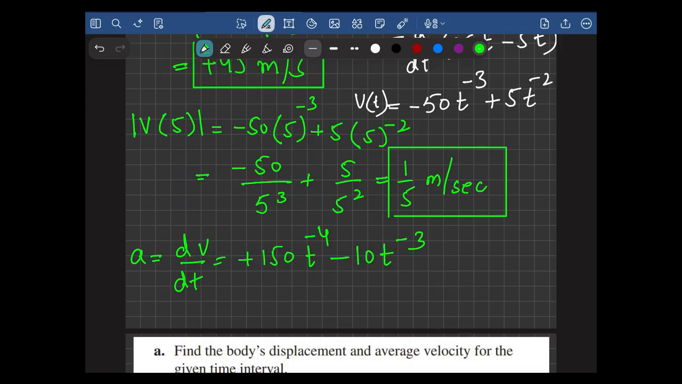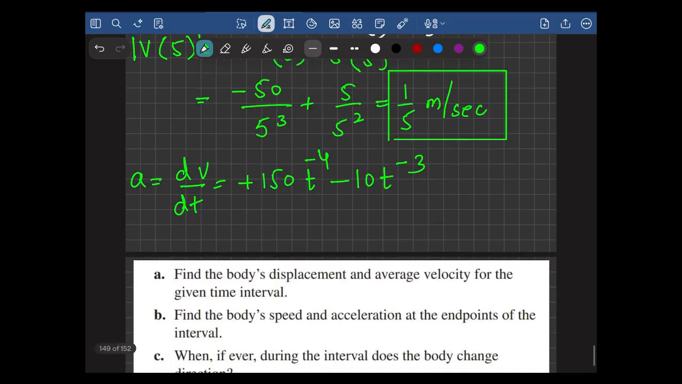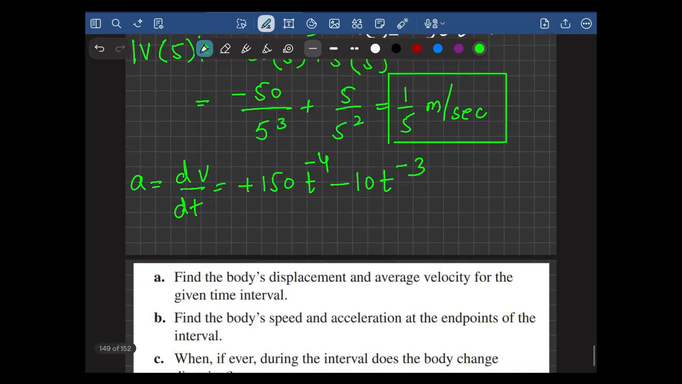This is our acceleration. This is the expression for the acceleration. Now we have to find the acceleration at the endpoints.